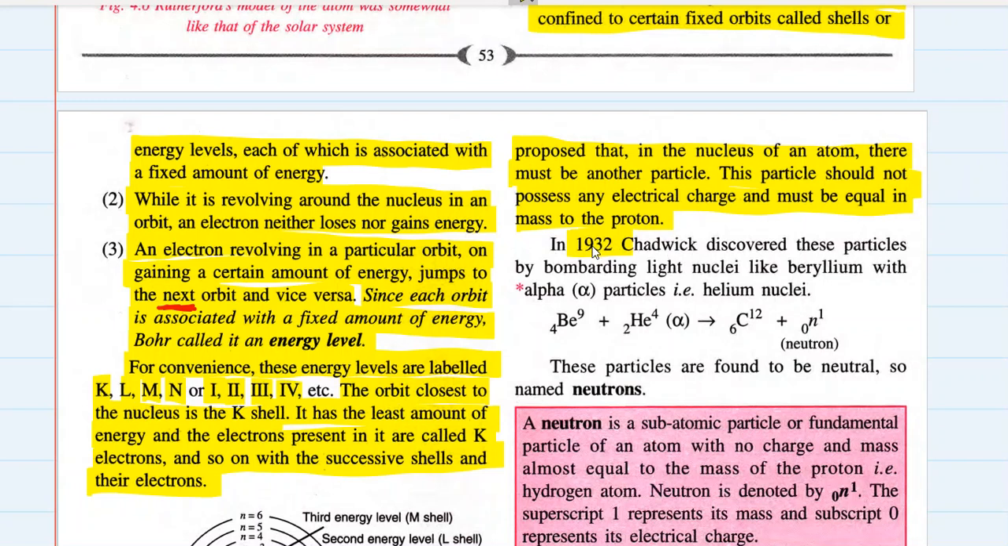So in 1932, Chadwick discovered these particles by bombarding light nuclei like beryllium with alpha particles, that is helium nuclei. When beryllium was bombarded with helium alpha particles, it got converted into carbon. So atoms can get converted into other atoms with this kind of bombarding and fusion. Yes, it was a fusion. And a neutron was emitted. These particles were found to be neutral, so the name given to them was neutrons.